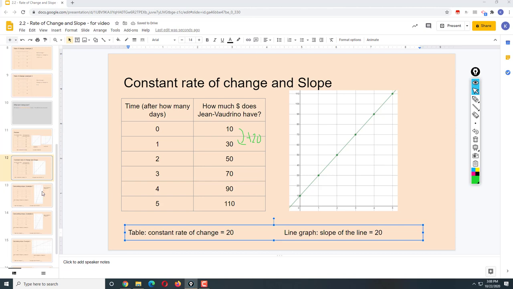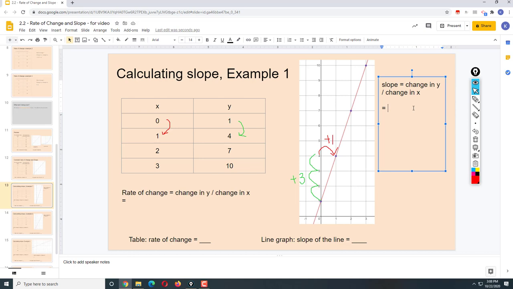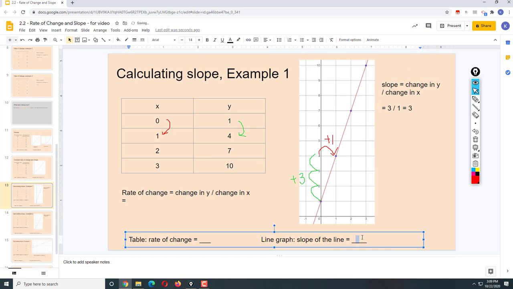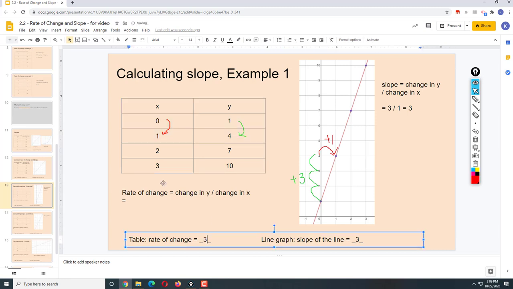How do we calculate the slope? Well, for this one, we want to find the change in y. The way we do that is we can go up 1, 2, 3. So the change in y is 3. Divide by the change in x. In this case, it's 1. So the change in y over the change in x is 3 over 1, or 3 divided by 1, which is 3. So the slope is 3. From the table, we can see that as x goes up by 1, y goes up by 3. Okay.